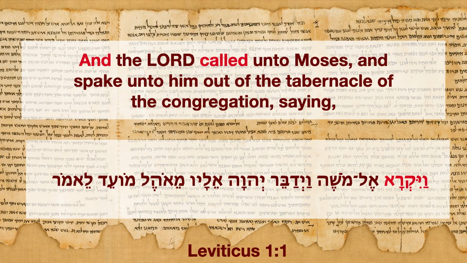Bereshit, Shemot. Leviticus is Vayyiqra. Where do we get Vayyiqra? Well, we get it from the first verse. And the Lord called unto Moses and spake unto him out of the tabernacle, etc. Vayyiqra el Moshe vaydaber Adonai. Vayyiqra means and called. That is, the Lord called. Vayyiqra is Leviticus.